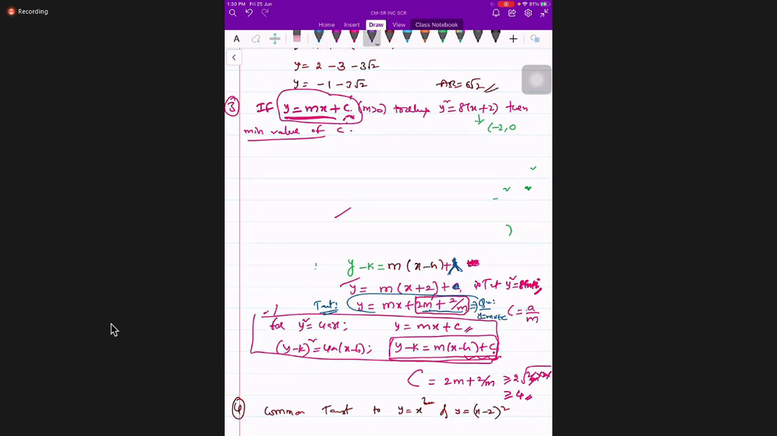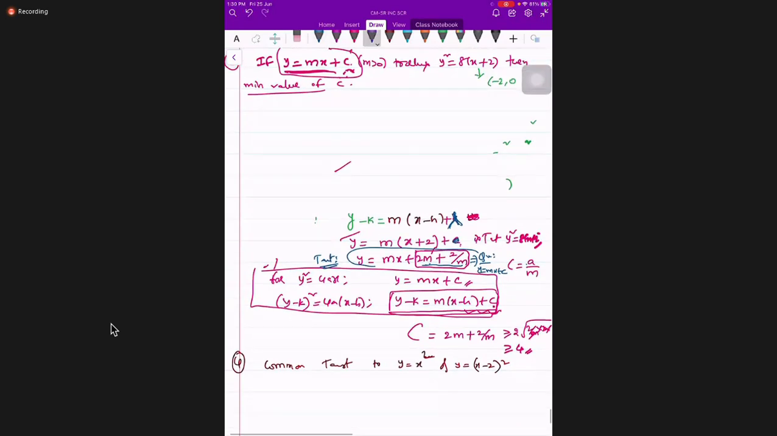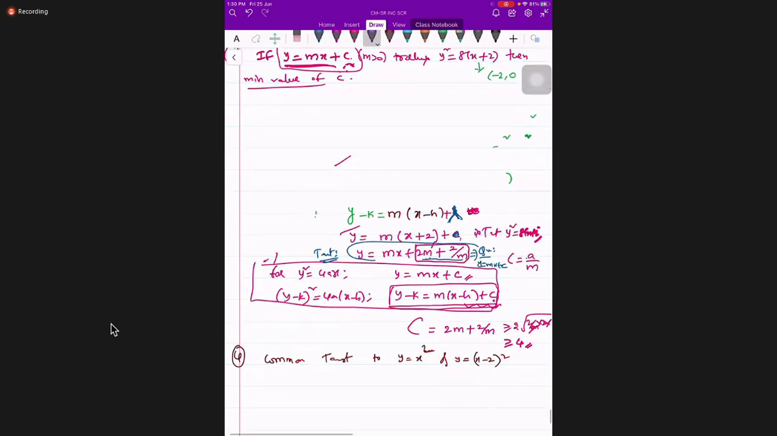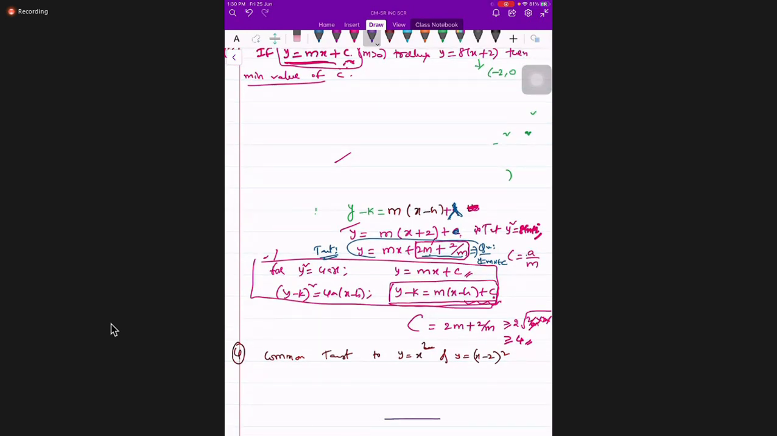What about the next one? Common tangent to both these parabolas. First write the parabolas, how they are. Students, how is the first parabola? It is like this. Next parabola. It will start at 0, and will continue like this, right? Where is the common tangent?